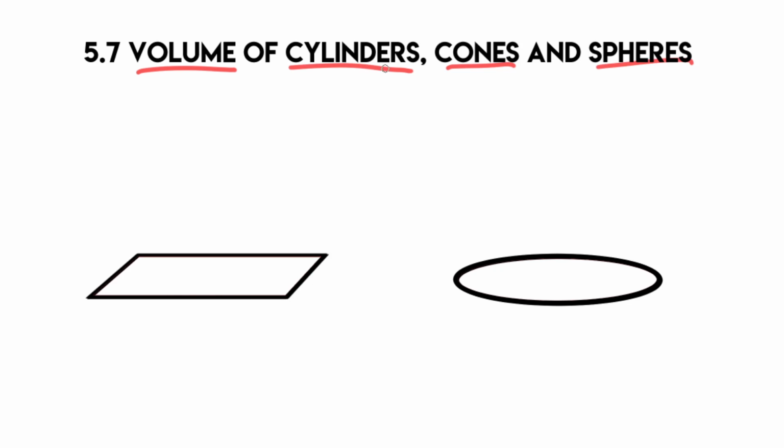Today we're going to be learning how to find the volume of cylinders, cones, and spheres. The reason we're learning these three all together is because all three of them are based off of circles. That's not a circle, that actually kind of looks like a pumpkin. But all three of these are based off of circles, okay?